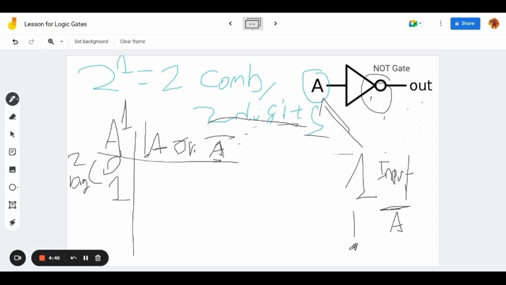When the input is put into the NOT gate, it inverts the input. Because we're counting up to 2, we're only going to have two digits here. It would take the 0 and turn it to a 1, and it would take the 1 and turn it to a 0.